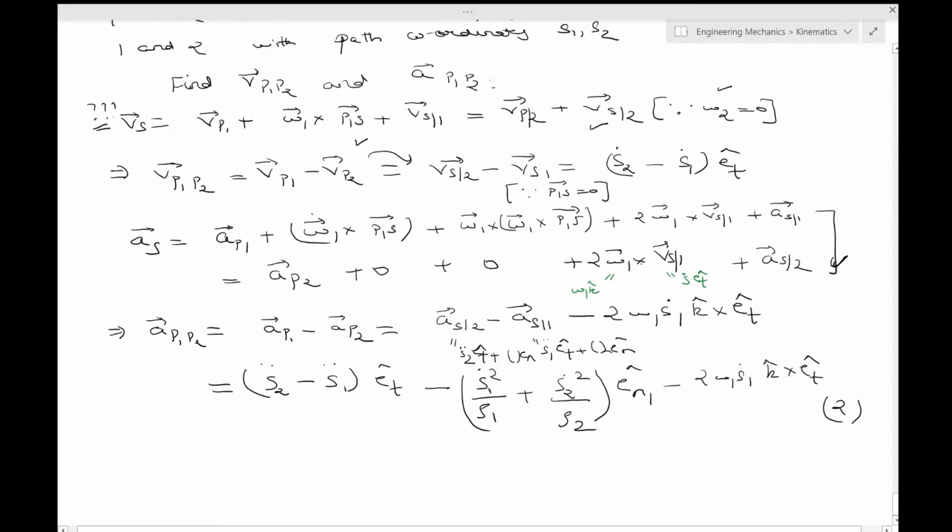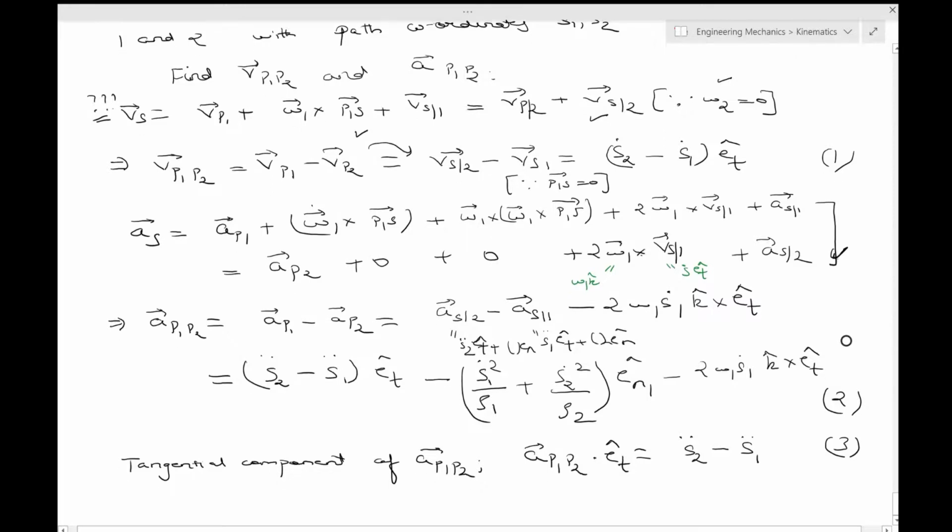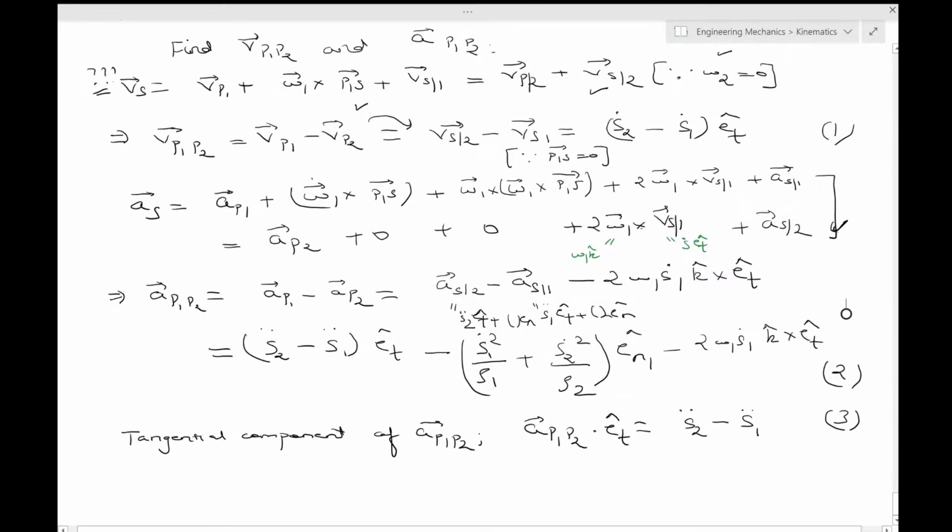I should perhaps write equation 1 as well. This is equation 1. So if you want to write the tangential component of A P1 P2, then it would be A P1 P2 dot Et. This would be S2 double dot minus S1 double dot. This is 3. So this is the component in the tangent plane. We called it the pi plane earlier.